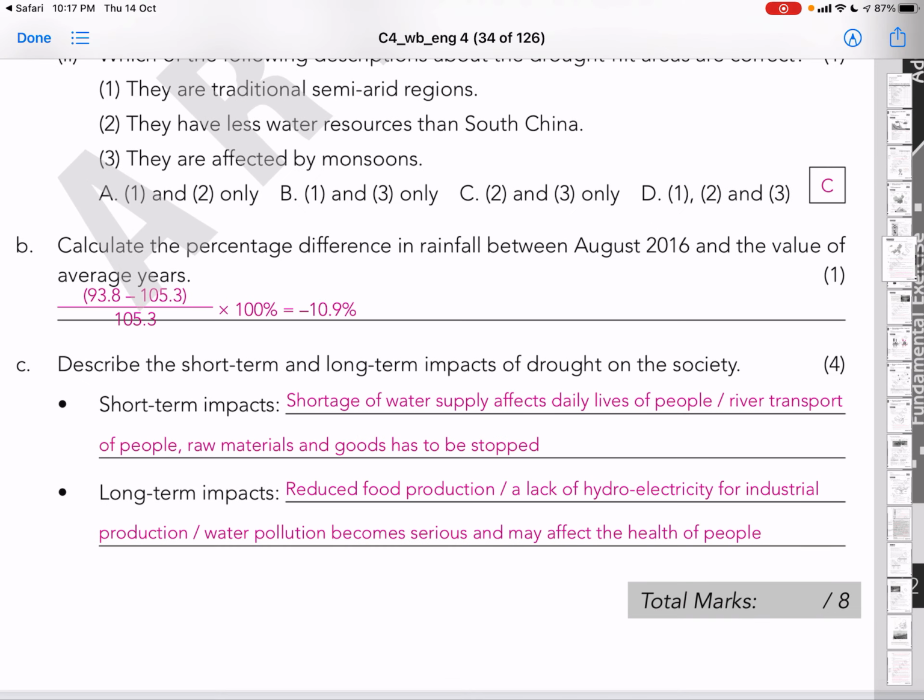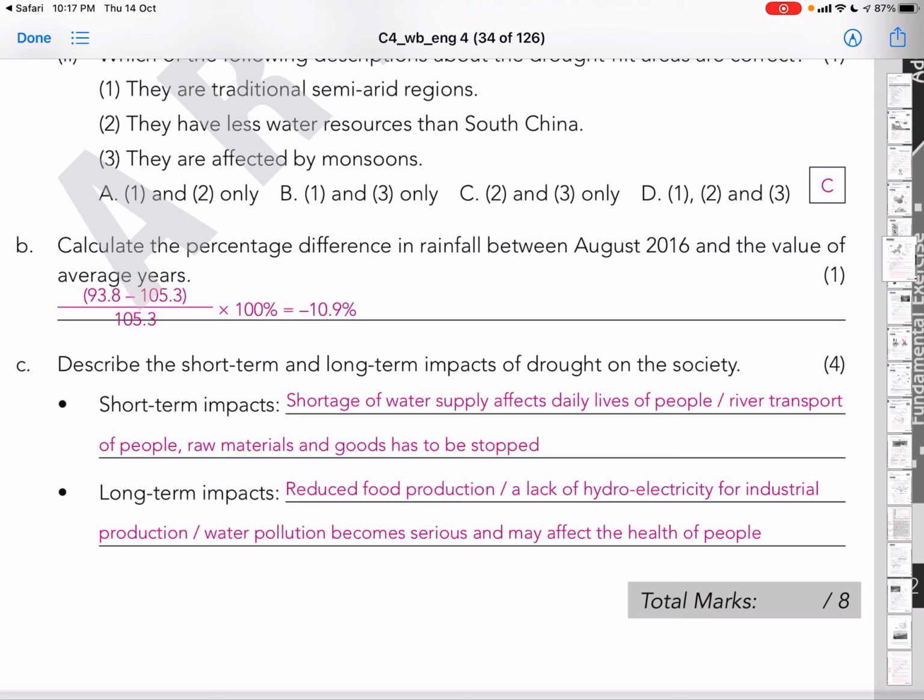Okay, and then how about the impact of the drought on society? Shortage of water supply affects the daily life of people. River transport of people, raw material, and goods has to be stopped. More or less alike with the flooding indeed, but you have to change a bit according to the context of the drought, because you cannot say all the impacts of the flooding. You cannot say, oh, a lot of people were washed away and then they died. At least you have to change it a bit and say that a lot of people are running out of water and then they may die.